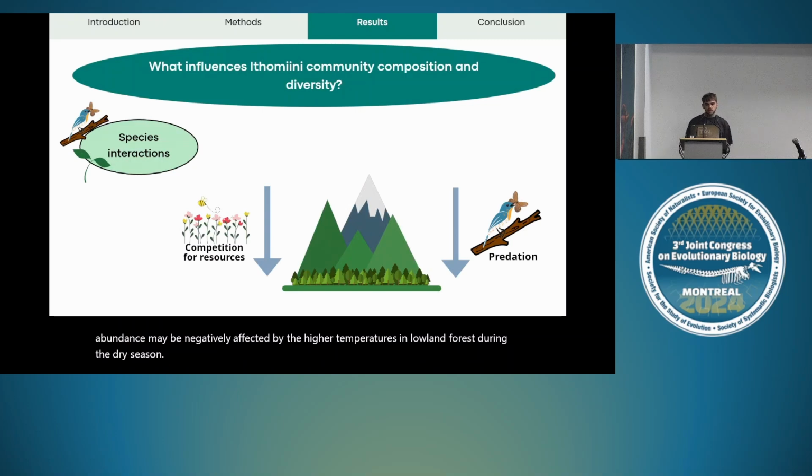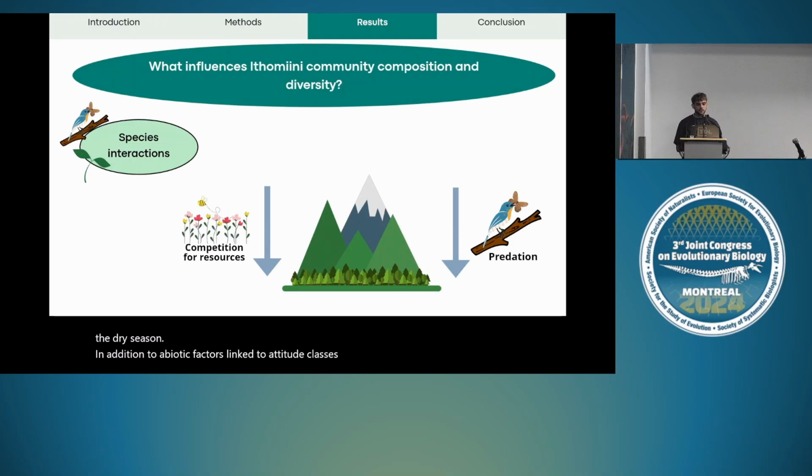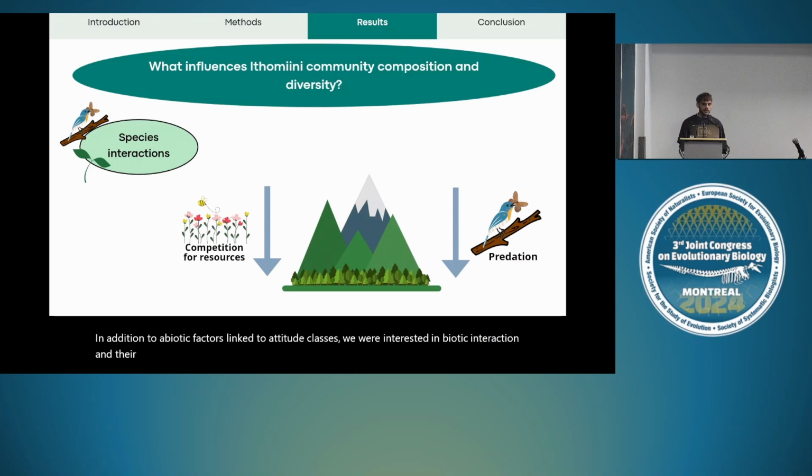In addition to abiotic factors linked to altitude classes, we were interested in biotic interactions and their potential effect on ithominy diversity. As ithominy diversity is positively correlated with altitude, we expect to observe a decrease in predation pressure and competition along the altitudinal gradient.